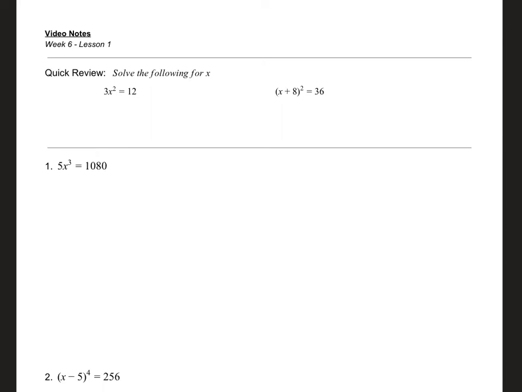This is going to be very similar to what we've done before, and you're going to see that in the quick review. Just changing up what the power is going to be, so it'll change out what the root's going to be when you're solving.